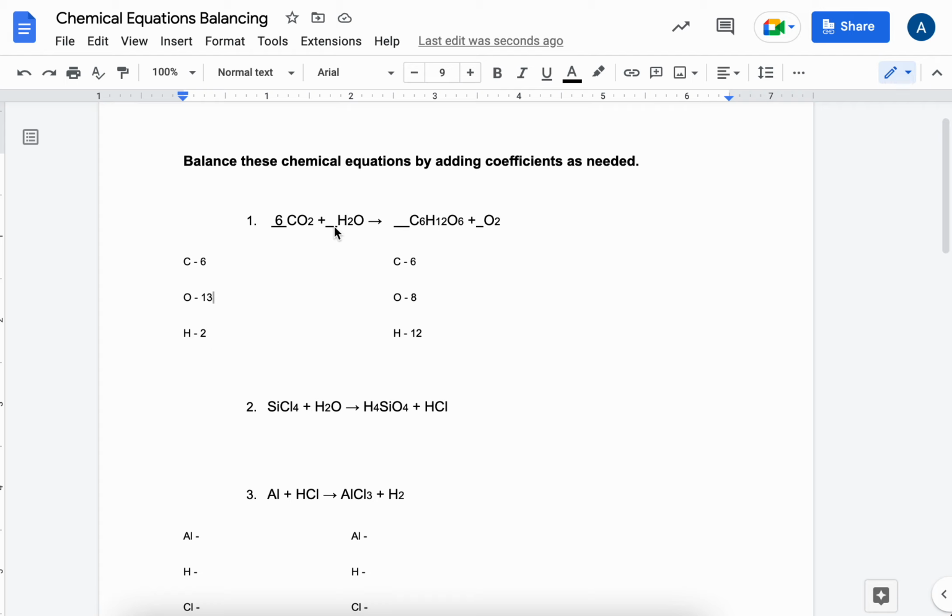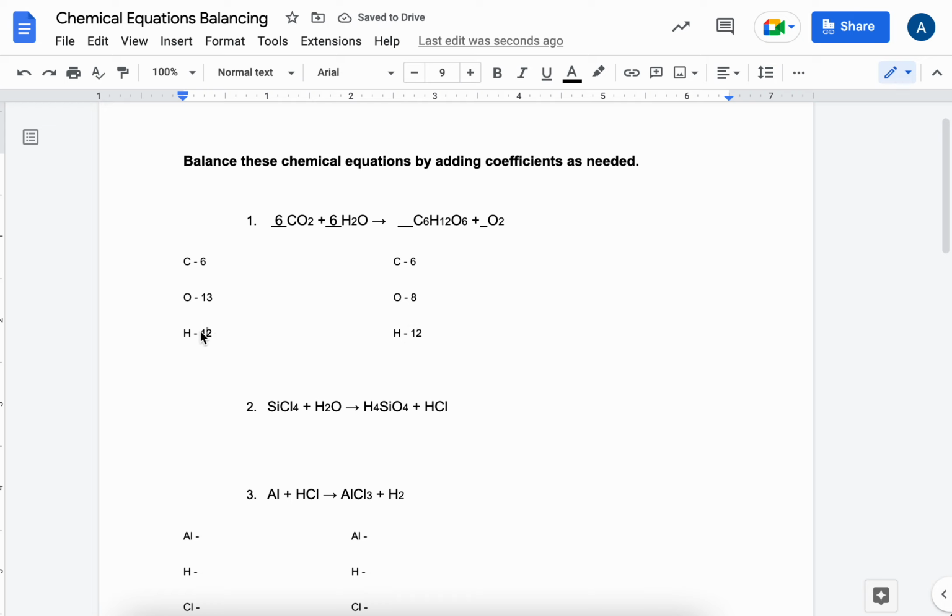Now, going on, we've got our hydrogens. Right now there's 12 on the products side, and we need to bring reactants up to 12. So what times this subscript is going to equal 12? In this case, it'll be 6. 6 times 2 is 12. So knowing your multiplication tables is very helpful. Okay, great. Now our hydrogens are balanced.